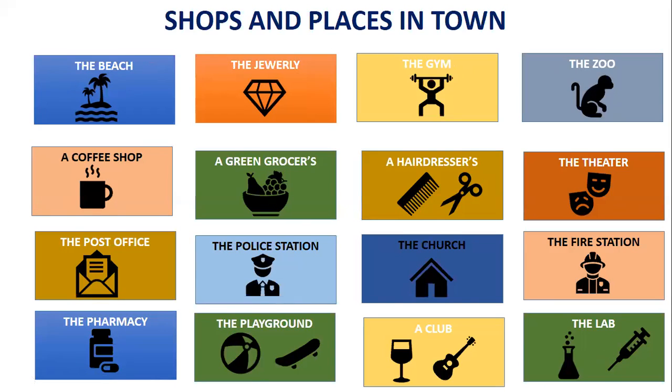We may also have, in some cities, a beach nearby, the beach, the jewelry store, the gym, the zoo, a coffee shop, a greengrocer's, a hairdresser's, the theater, the post office, the police station, the church, the fire station, the pharmacy or the drugstore, they are synonyms. The playground, a club, the lab.